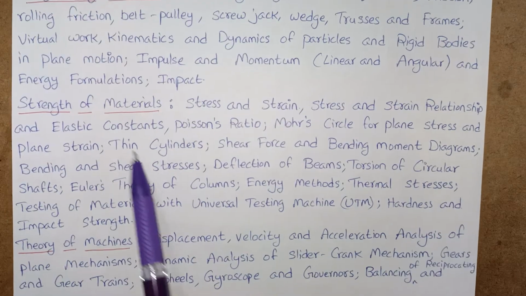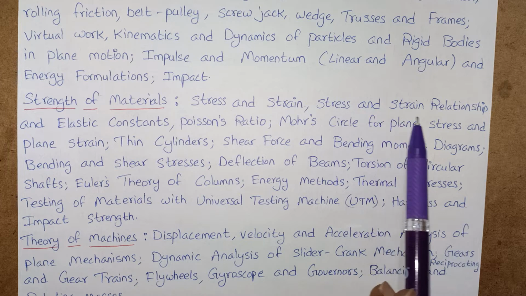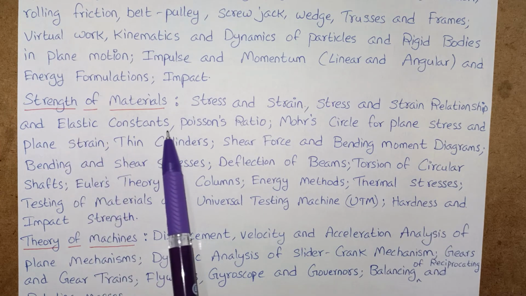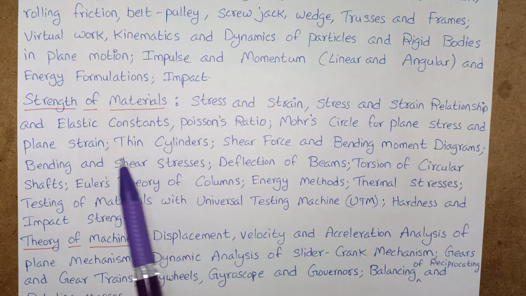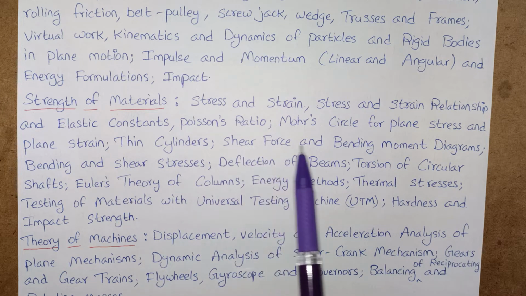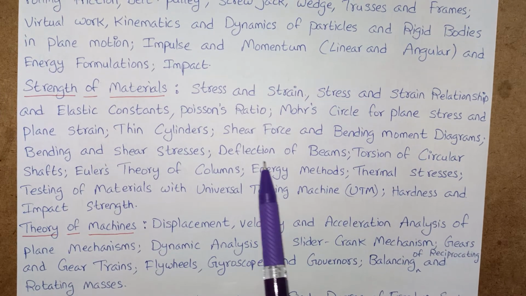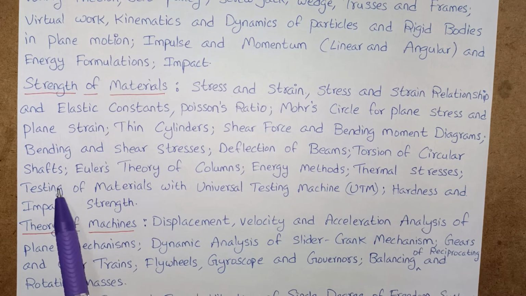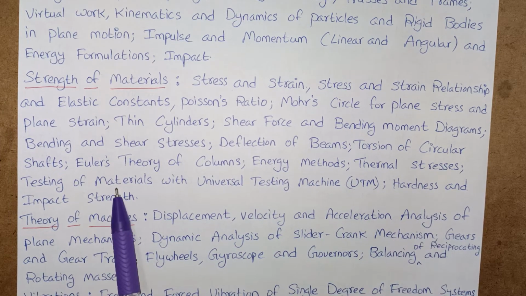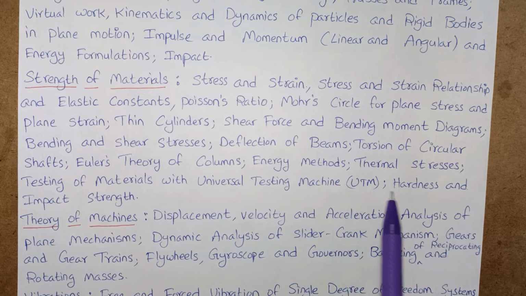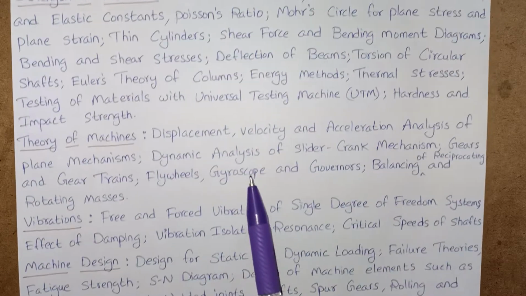Next is strength of materials: stress and strain, strain relationship, and elastic constants. Poisson's ratio, Mohr's circle for plane stress and plane strain, thin cylinders, shear force and bending moment diagrams, bending and shear stresses, deflection of beams, torsion of circular shafts, Euler's theory of columns, energy methods, thermal stresses, testing of materials with universal testing machine, hardness and impact strength. So this is strength of materials.